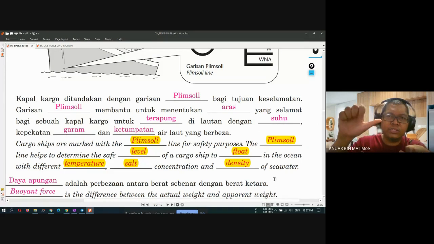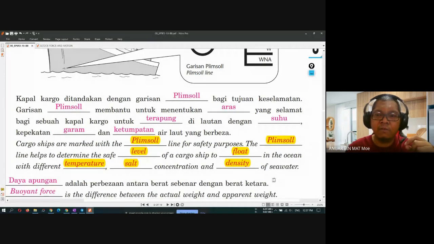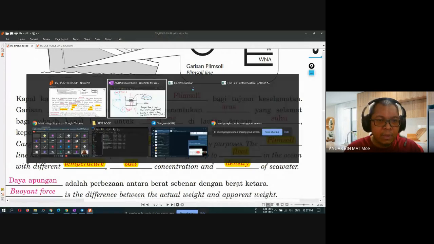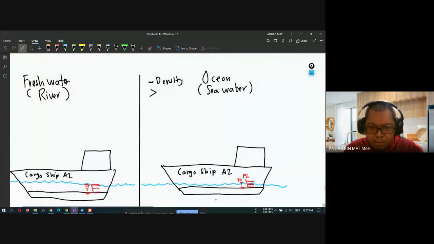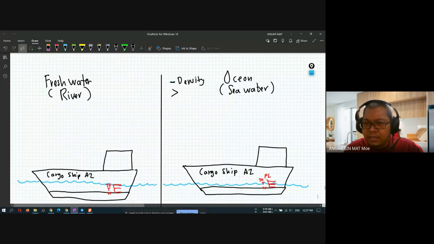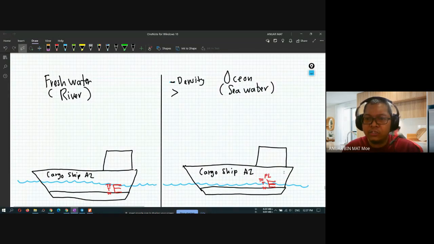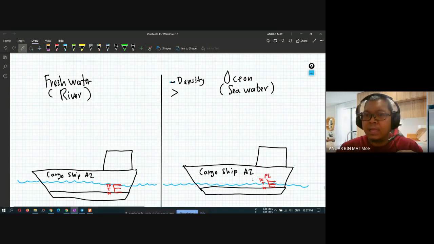It consists of 3 conditions: the temperature of the water, the salt concentration of the water, and the density of the seawater. You still remember this one? You still remember the picture here? Right? So if the density is more, for example, if the ship is traveling on the ocean, it will float a bit because the density of the water is more. The cargo ship will float a bit with the same weight.